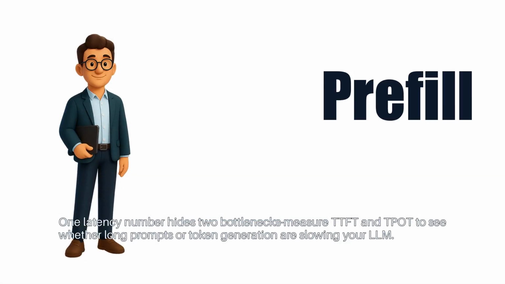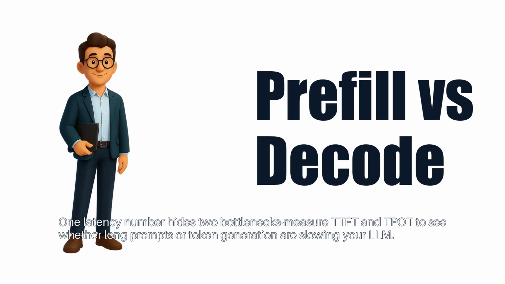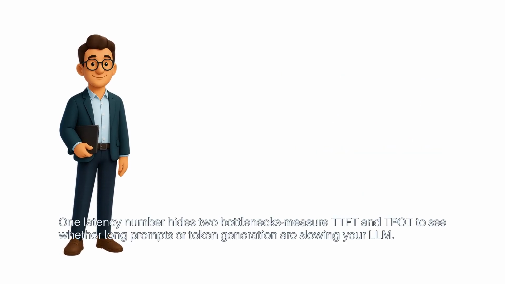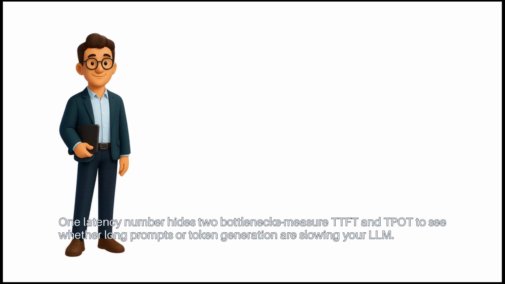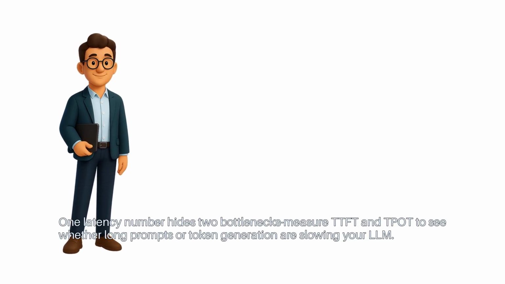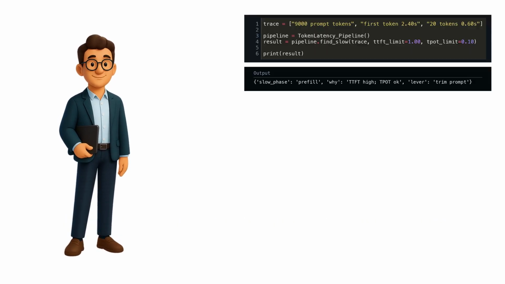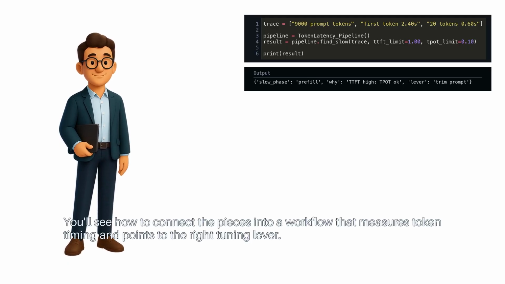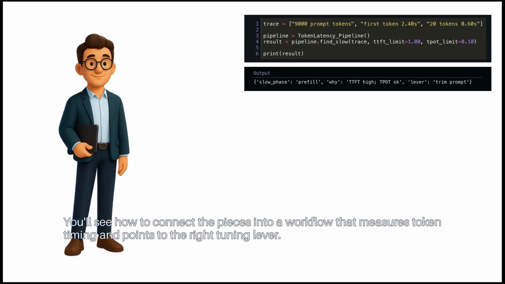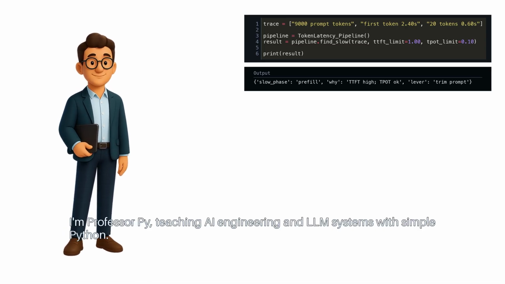One latency number hides two bottlenecks. Measure TTFT and TPOT to see whether long prompts or token generation are slowing your LLM. You'll see how to connect the pieces into a workflow that measures token timing and points to the right tuning lever. I'm Professor Pi, teaching AI engineering and LLM systems with simple Python.